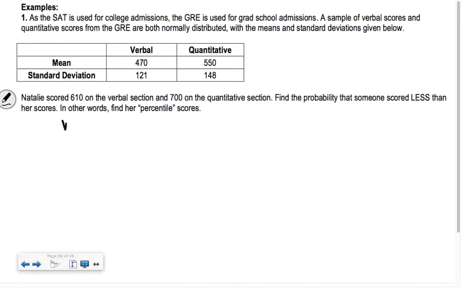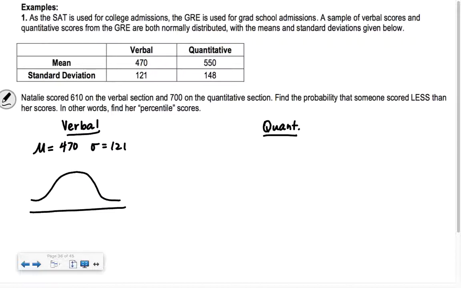So let's talk about the verbal and the quantitative. Our verbal section had a mean of 470 and a standard deviation of 121. Natalie scored higher than the mean, because the mean was 470. She scored a 610. We want to find the percent of people that scored lower than she did. That's her percentile score, so we want to shade on the left side.